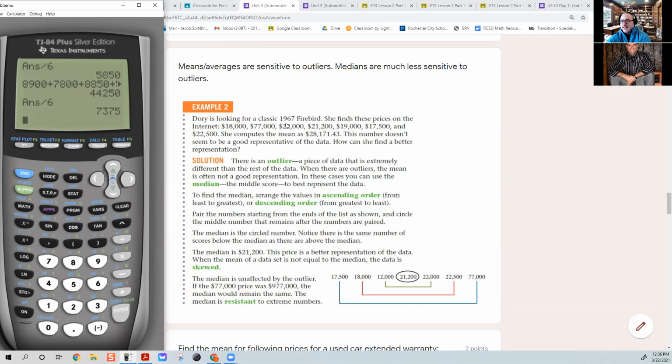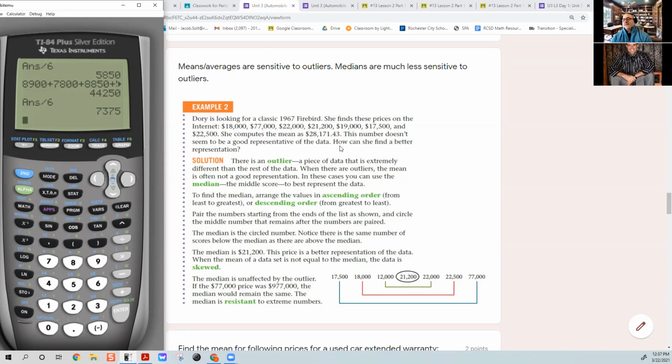Dory is looking for a classic 1967 Firebird. Dory finds these prices on the internet: 18,000, whoa, 77,000, 22,000, 21,200, 19,000, 17,500, and 22,500. Dory computes the mean as $28,171.43. Problem is, $28,171 does not seem to be a good representative of this data, right? 28,000 is bigger than all of these numbers except for the 77,000. This 28,000 seems to be away from the center of this data.